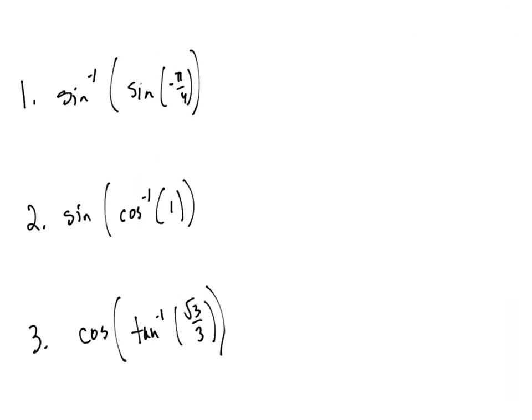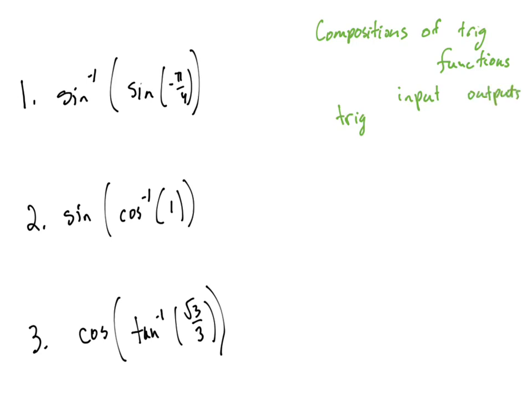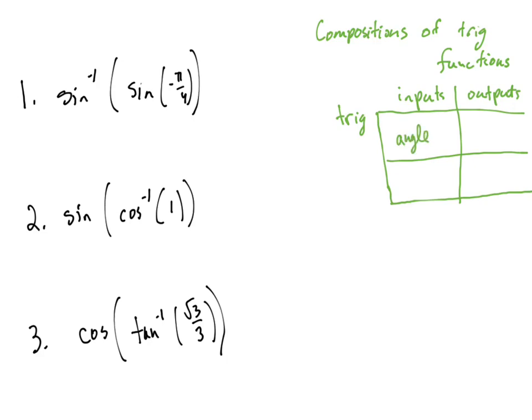All right, the last thing we want to look at here are compositions of trig functions. And for these particular ones, we're going to have inverse and regular trig functions. So we need to remember for regular trig functions, what the inputs are and what the outputs are. For a regular trig function, the input is going to be an angle. This could be in degrees or radians. The output is going to be a coordinate.